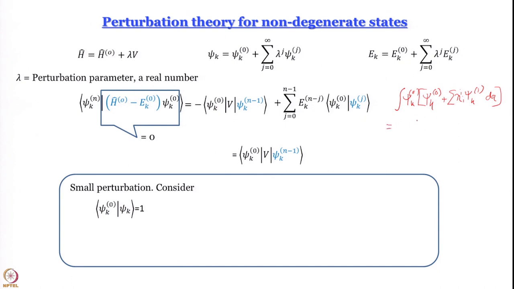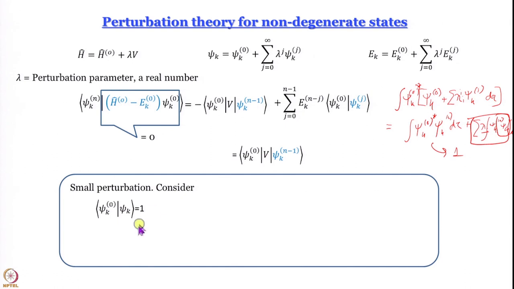So, what does it boil down to? It boils down to integral of psi k 0th star psi k 0th integrated over all space plus, now see, I will get summation, some lambda to the power whatever, integral psi k 0th psi k ith d tau. Now, remember this is small. So, we might as well neglect this term, and this we set to be equal to 1, because the normalization constant for the entire wave function psi k has to hold. So, we consider integral psi k 0th psi k to be equal to 1.